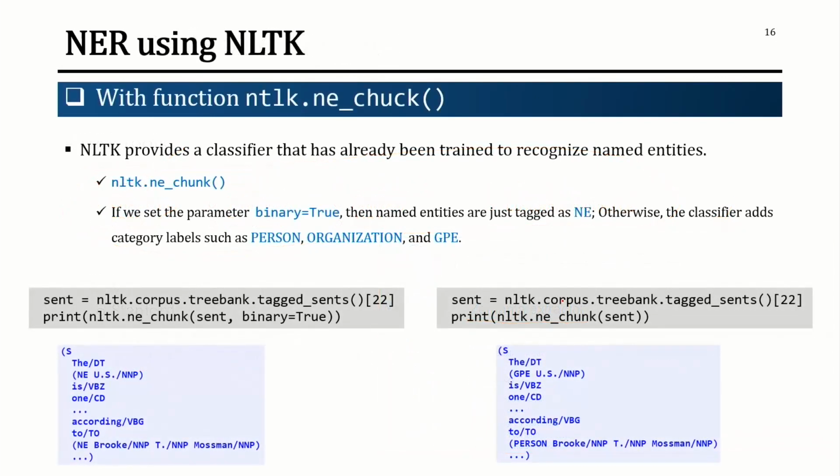So how can we perform NER using NLTK? NLTK provides a function called ne_chunk, which chunks the named entities into trees, which can then be extracted to obtain the particular terms. In NLTK, it provides a classifier that has already been trained to recognize named entities. We call it ne_chunk. This function accepts several parameters.